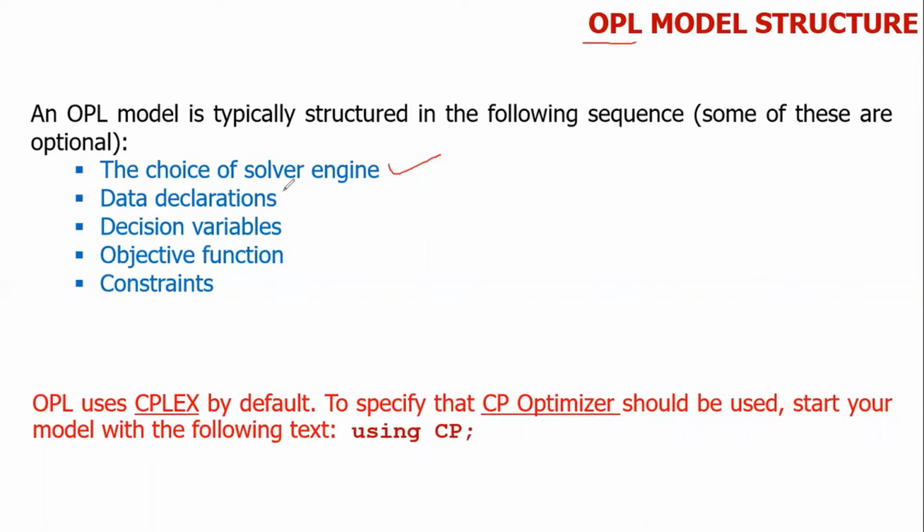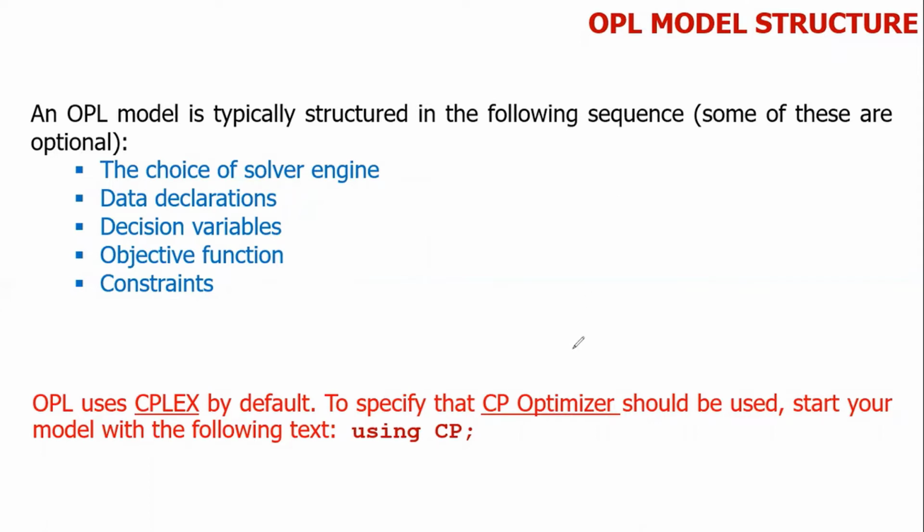Then we need to declare the data. According to the relevant data of the problem, we need to define the decision variables. Then we need to declare the objective function and the constraints. So this is the structure of solving any optimization problem using any particular programming language.